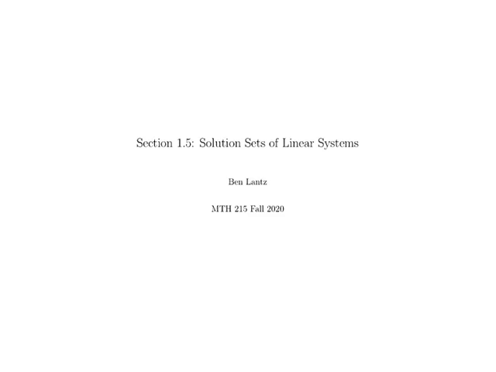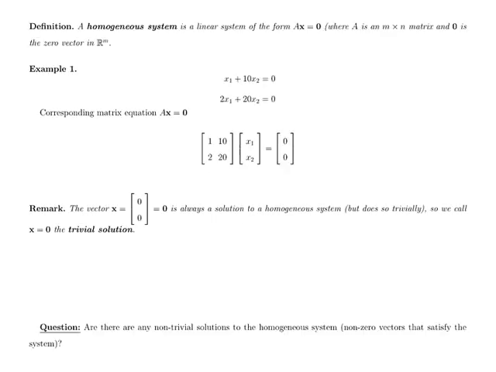In section 1.5, we're going to look at solution sets of different linear systems, specifically homogeneous and non-homogeneous systems. So let's define what a homogeneous system is. This is going to be a linear system of the form AX equals 0. A is going to be an m by n matrix, and 0 is what we call the zero vector in Rm. 0 is just going to be a vector of all zeros.